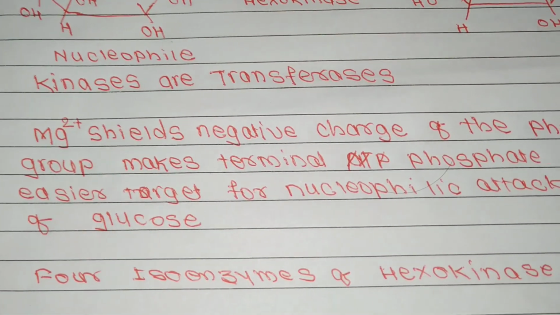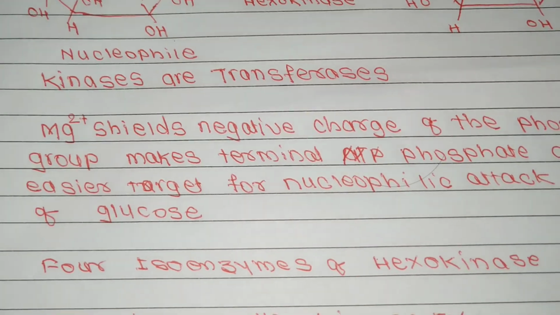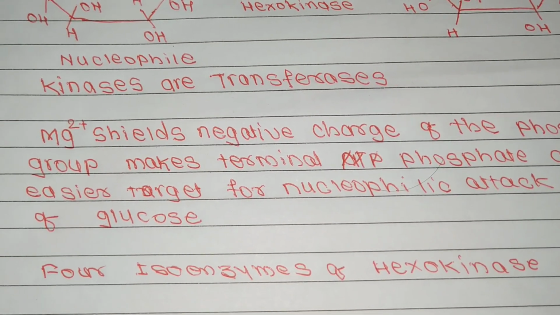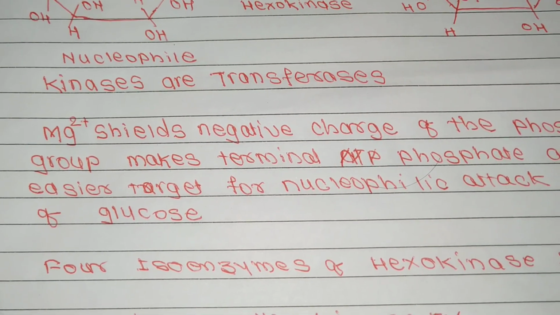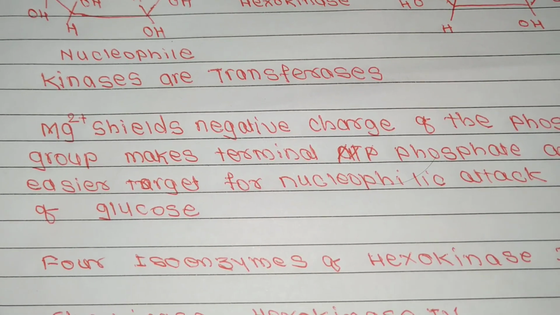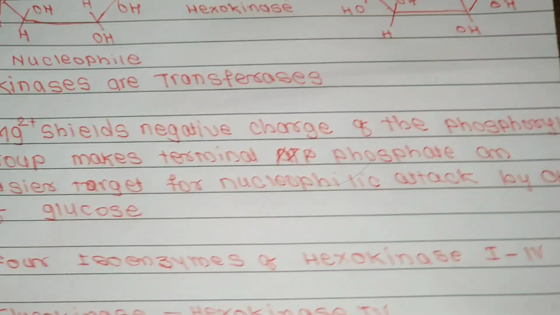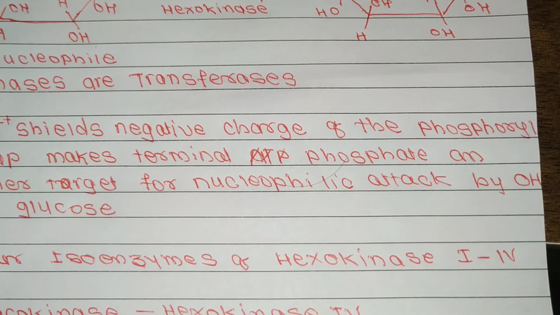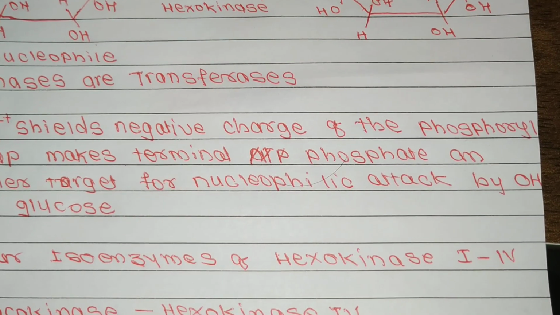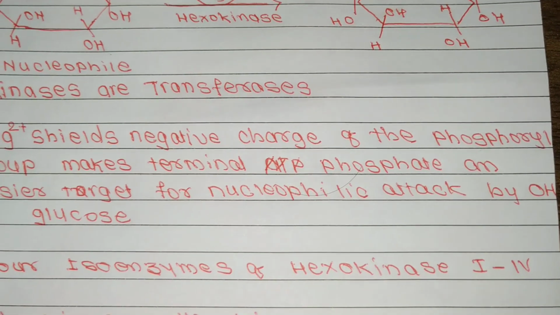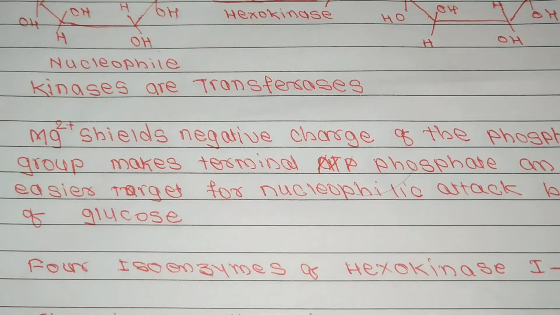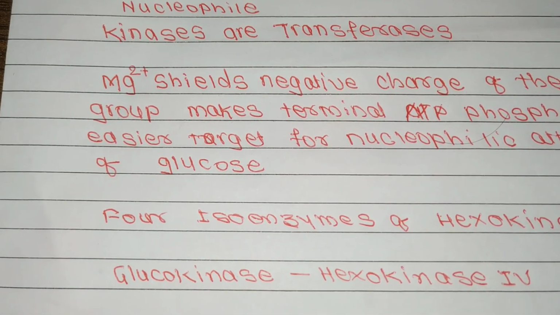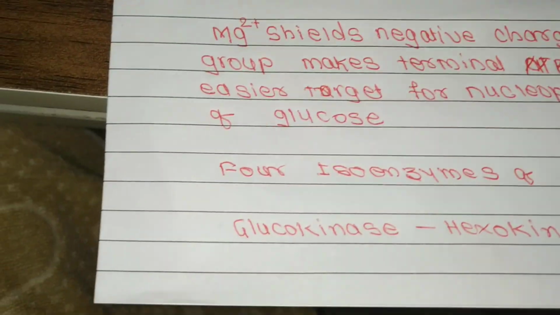That means hexokinase has 4 types of enzymes. Isoenzymes are enzymes which have similar functions but are coded by different genes. So there are 4 types of hexokinases: hexokinase 1, 2, 3, and 4. The type 4 hexokinase has some different properties, and it is called glucokinase.